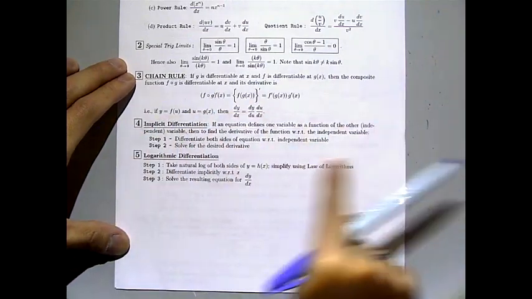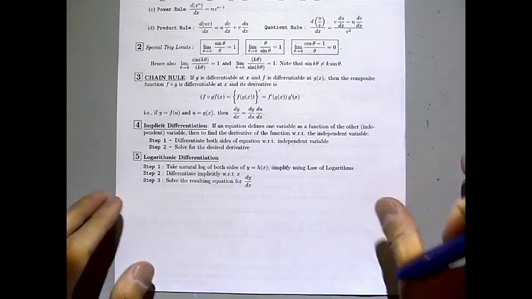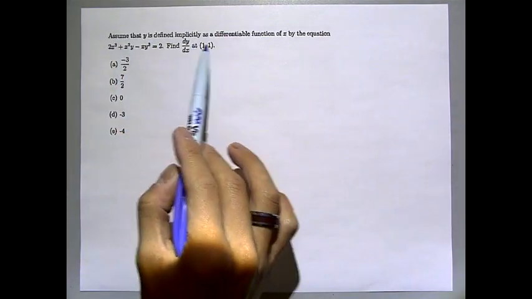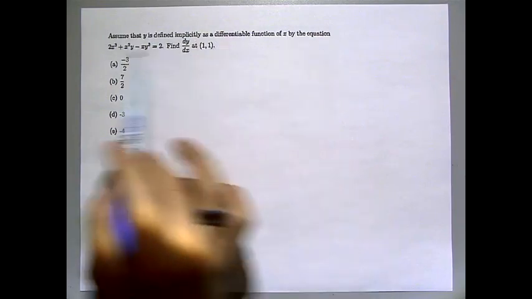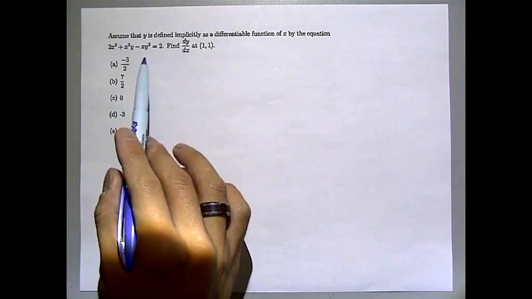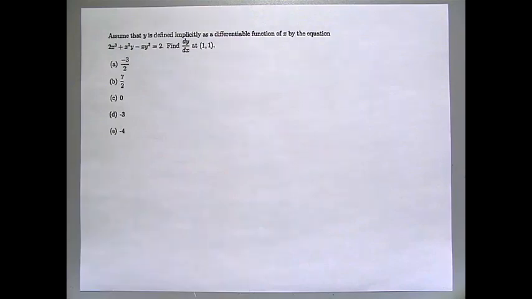It describes the steps here, but do practice problems. Get used to the idea. Implicit differentiation is when we have a function that's implicitly defined. So here, assume that y is defined implicitly as a differentiable function of x by the equation 2x cubed plus x squared y minus xy cubed is equal to 2. Find dy/dx at (1, 1).